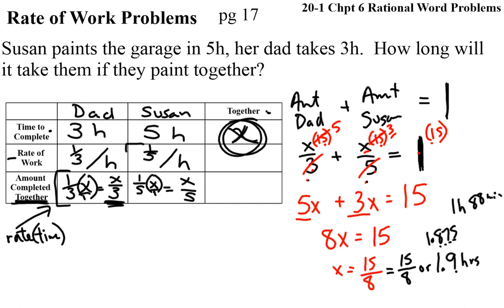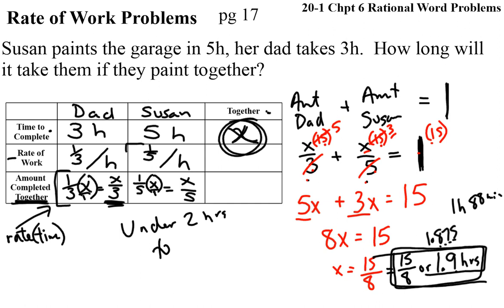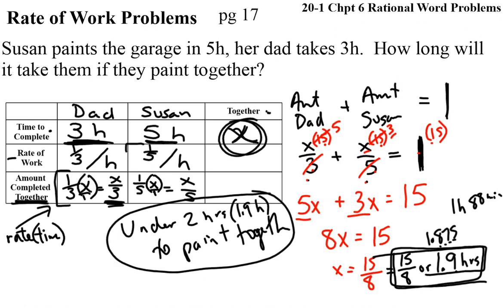So it would be 9/10 of 60 minutes. Just leave it in this form, 15/8 or 1.9 hours. So it's going to take them just under 2 hours to paint together, which is 1.9 hours. Does that make sense? So many students I find when they see this, well, I'll just average 3 hours, 5 hours, that's 4 hours. Together it's 4 hours. That doesn't make sense to just average these. If dad does it alone, it's 3 hours. So together it has to be less than 3 hours. And that's what we got, 1.9 hours.